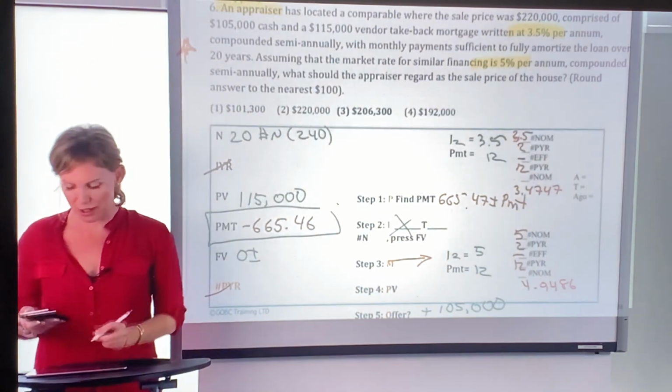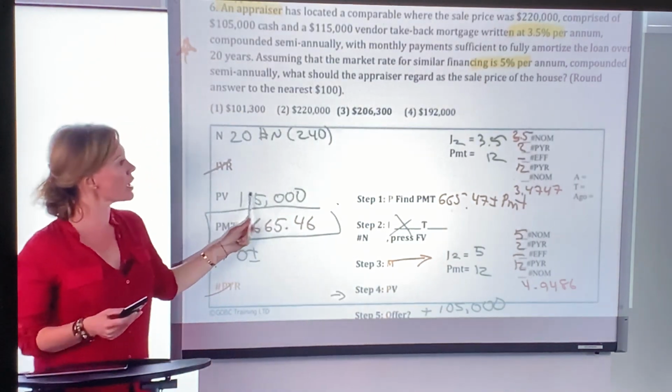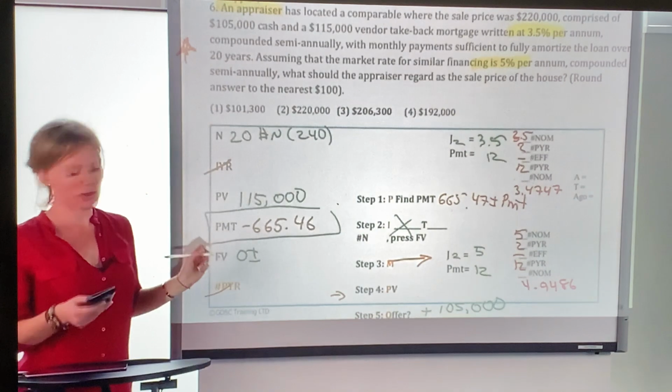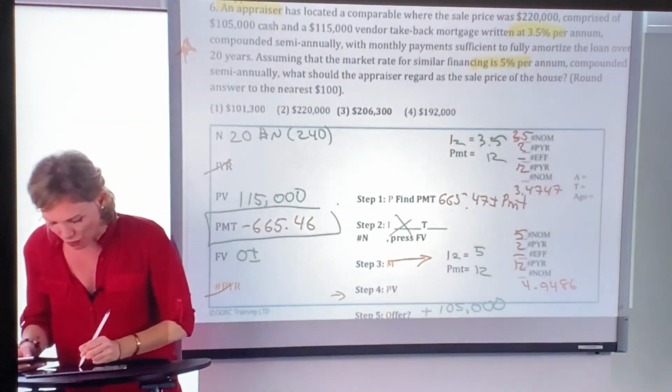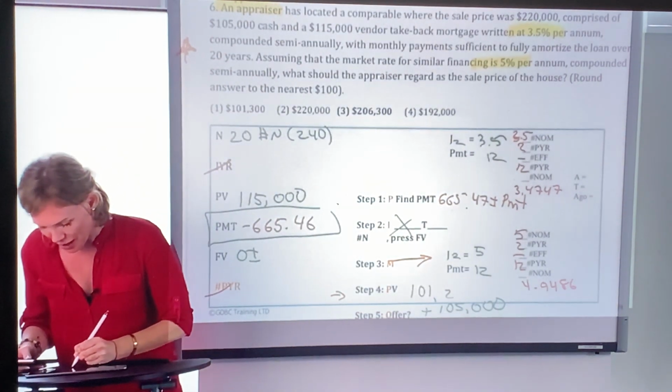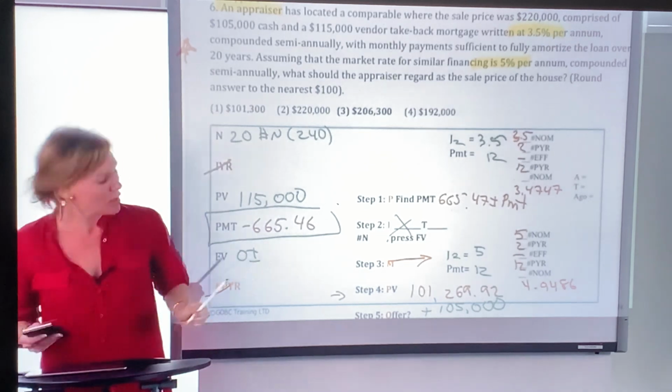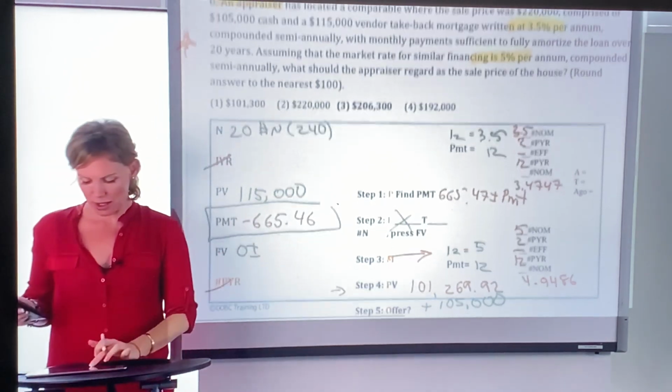Step number 4, what do you do? You press your present value to see how much this mortgage is going to be worth. Okay. 3.55, that means it's going to be worth less than this. So press PV. Mine came up to 101,269.92. Okay. So what's this? That is your mortgage.